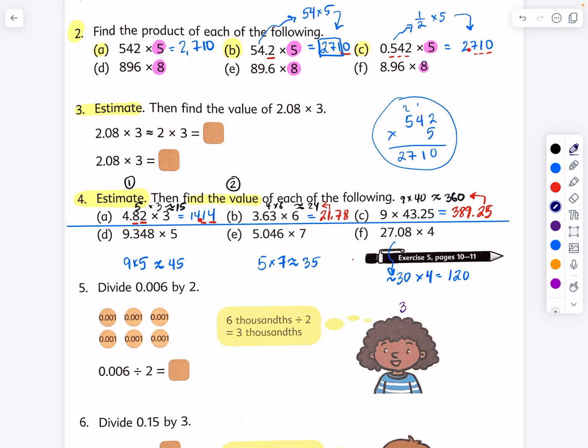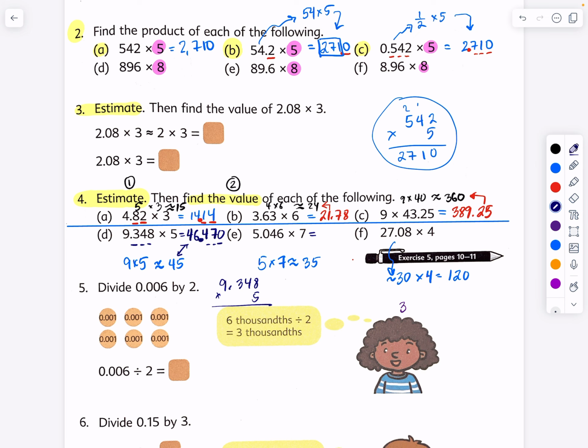Now let's compute the actual answer. Again, how do we compute the actual answer? You use the stacked algorithm, 9.348 times 5. If you go with your stacked algorithm, you will see that the digits are 46740, because 8 times 5 is 40. So take a look, we have 3 decimal places on the left, which means we have 3 decimal places on the right, and our answer is 46.740. Notice how close our actual answer is to our estimate.